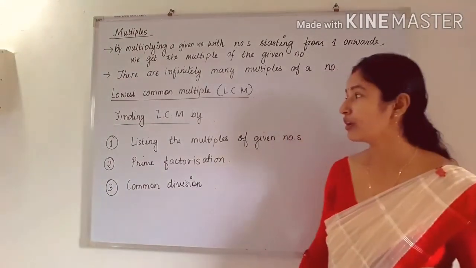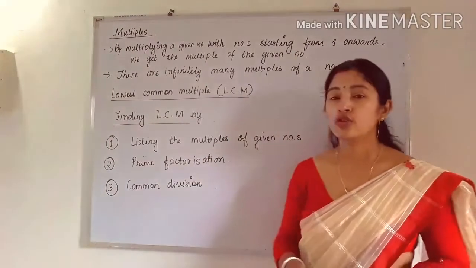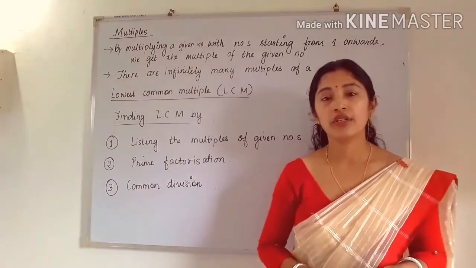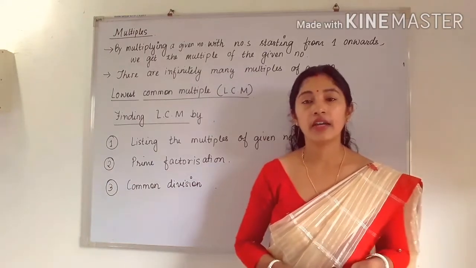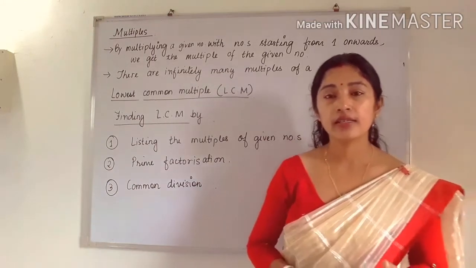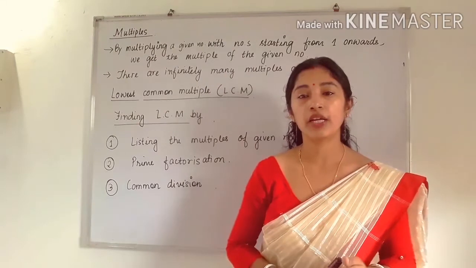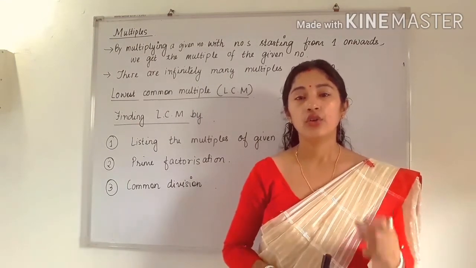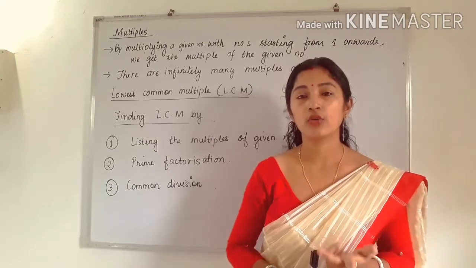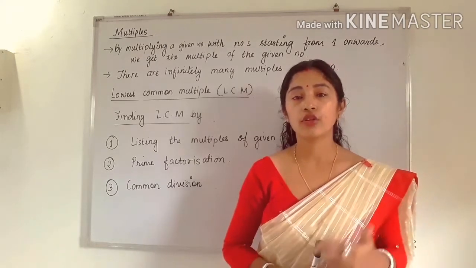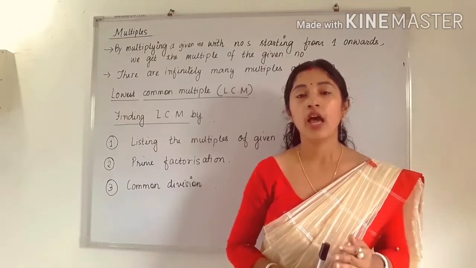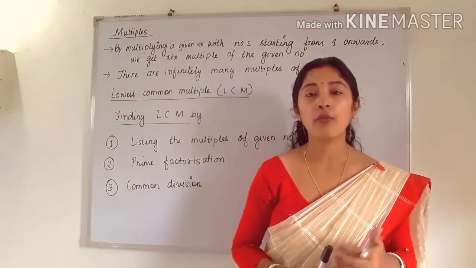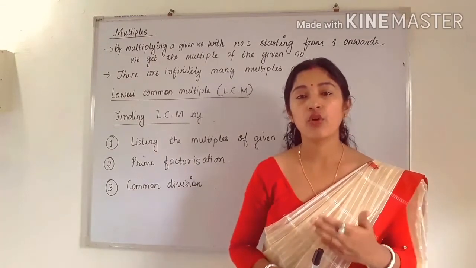The next one is lowest common multiple, that is LCM. Already you know, if 2 or 3 numbers are given, then we can easily find the LCM. How to find the LCM? First of all, you have to find the multiples of each number. For example, suppose 2 numbers are given, 2 and 6. First find the multiples of 2, and then find the multiples of 6. Next you have to check which are the common multiples.